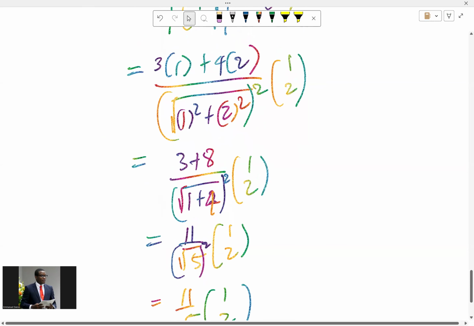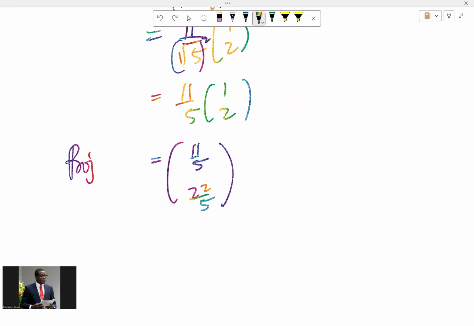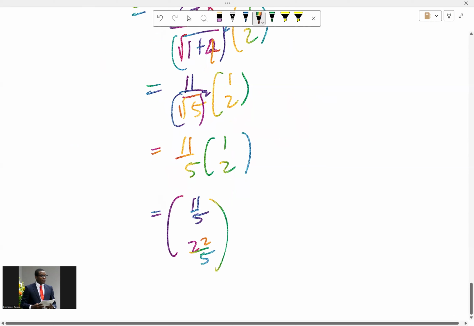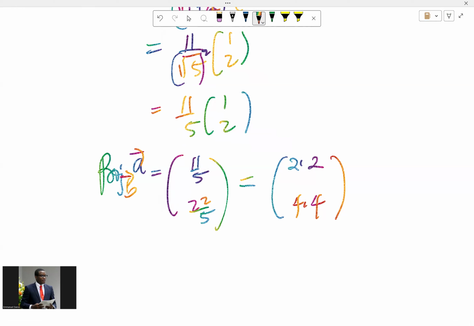So we're talking about the projection of A on B. So that's proj A on B, actually. So the projection of A on B, that is what it gives us. Of course, 11 over 5 is 2.2, and 22 over 5 is actually 4.4. So that's the projection of A on B. Of course, this is also a vector, so you can write that as 2.2i plus 4.4j. So that's the idea of projection.